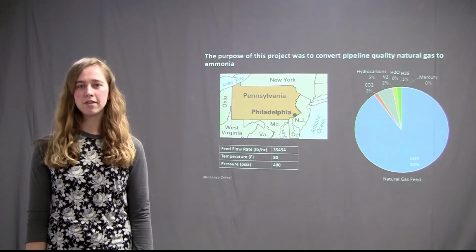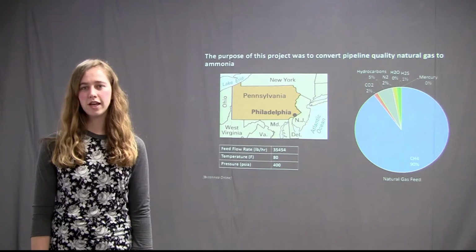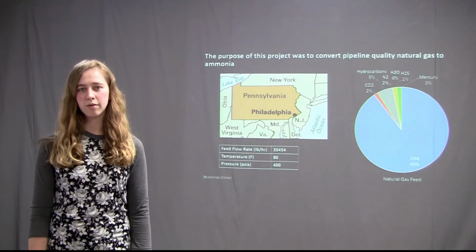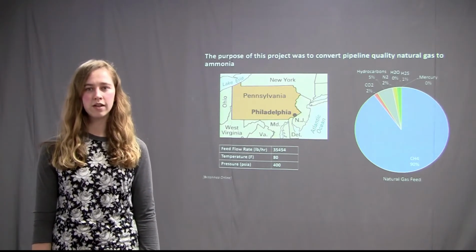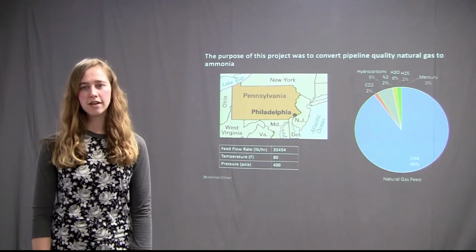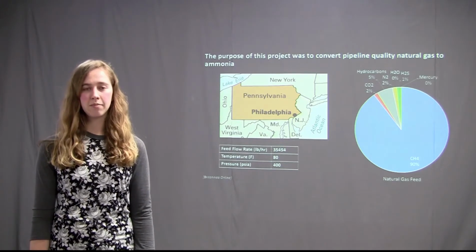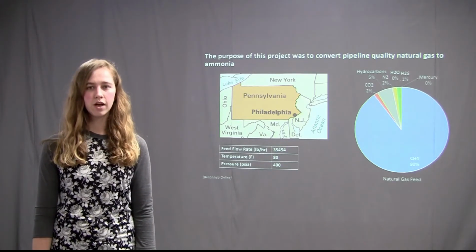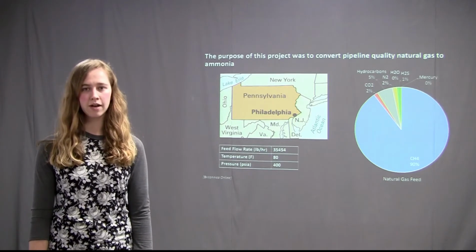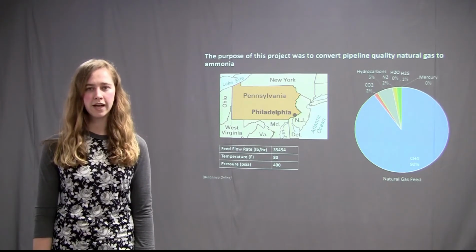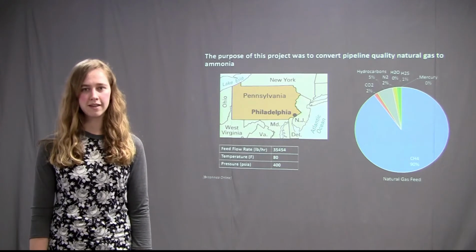The plant will be built in Philadelphia, PA. This location is in good proximity to the Delaware River and access to rail and ship transport. The natural gas is fed to the plant via pipeline at 35,454 pounds per hour at a temperature of 80 degrees Fahrenheit and a pressure of 400 psia.